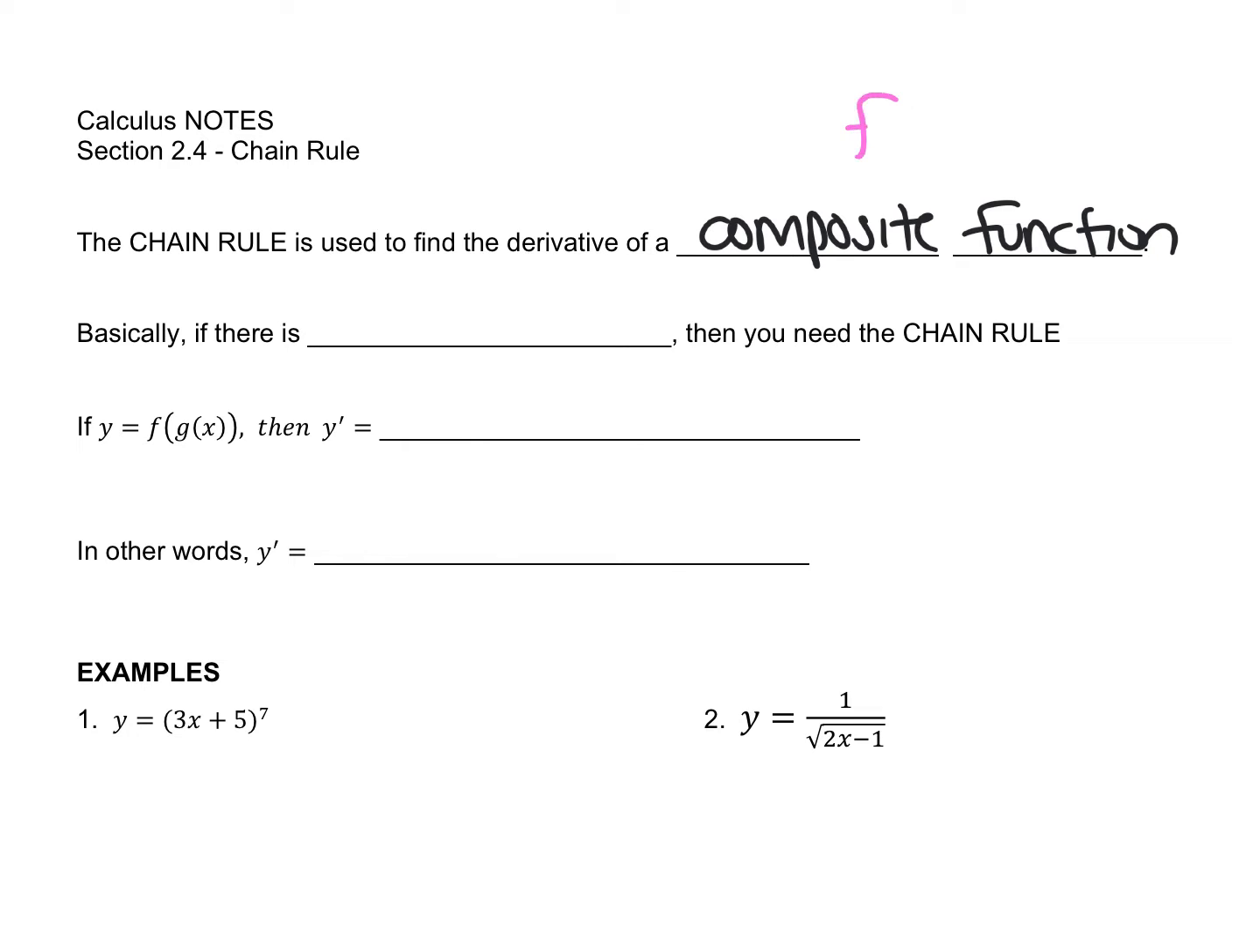Composite function should bring to mind something like this. Do we remember that? Okay, well, we didn't have the word right, but we knew that it was a thing. Okay, f of g of x, where there's a function within a function.